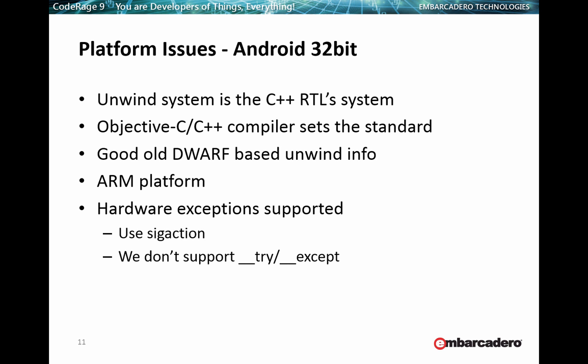The primary difference here is that instead of it being a setjmp/longjmp scheme, it's the good old DWARF-based unwind info that you get from all the GCC tool chains for all the Linux platforms. It's a basic PC map scheme. Hardware exceptions are supported using sigaction. This is not a Mach kernel-based operating system.